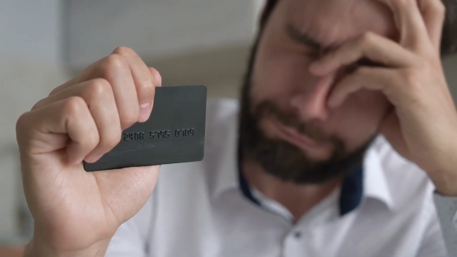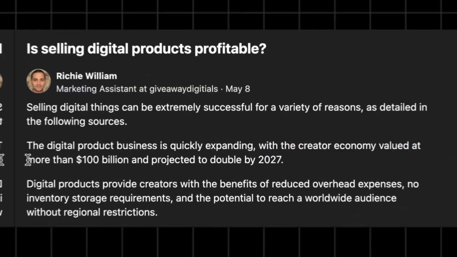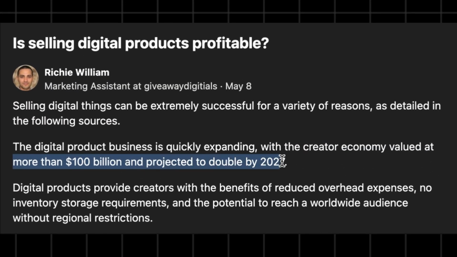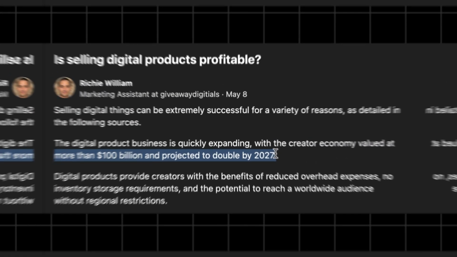Why am I saying that? It's because the creator economy is valued at 100 million and destined to double before 2027. You see that there is a lot of potential for you to become the next millionaire in the creator economy, but something is going wrong in markets.